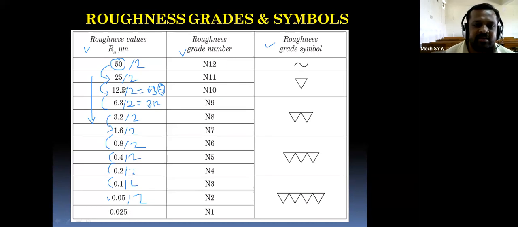Okay, in this way we have to calculate the surface roughness values. Just remember the biggest surface roughness value is 50 micron, and the smallest surface roughness value is 0.025. Okay, understood? We just divide 50 by 2, and in the similar manner we calculate all the remaining surface roughness values. Understood? Yes, sir.